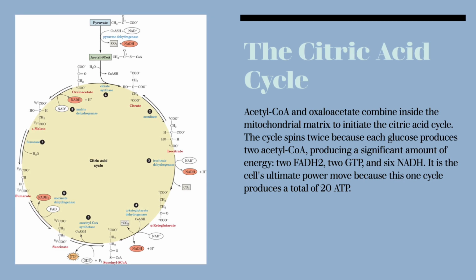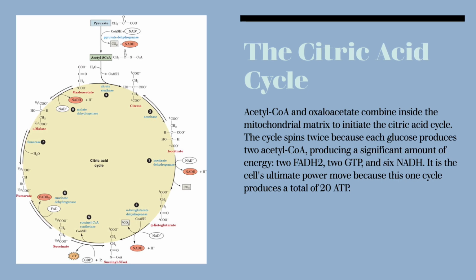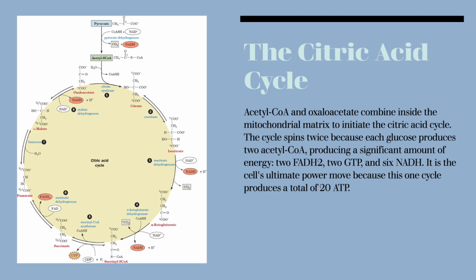That's 3 ATP. And then 2 directly from GTP made by succinyl-CoA synthetase. So altogether, the citric acid cycle gives us about 20 ATP.